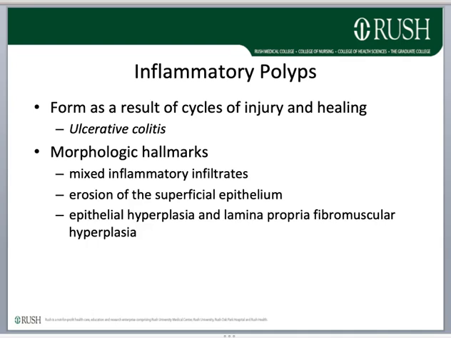The distinctive histologic features of a typical inflammatory polyp include mixed inflammatory infiltrates, that is, consisting of acute and chronic inflammatory cells, erosion of the superficial epithelium, and epithelial hyperplasia together with lamina propria fibromuscular hyperplasia, producing a granulation tissue-like stroma.